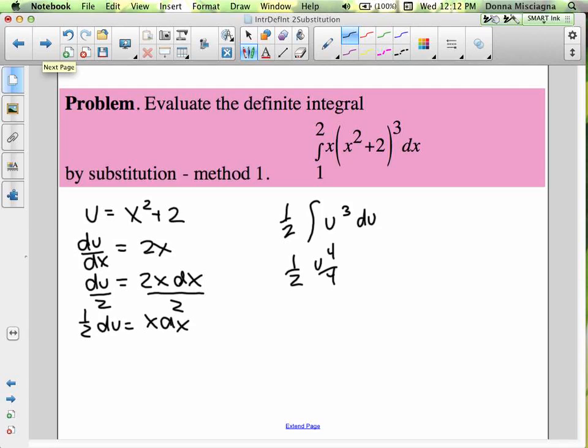Why don't you have a plus c? Well, I'll show you why it won't matter later on in the lesson. But yeah, we won't have a plus c on the definite integrals, only on the indefinites.